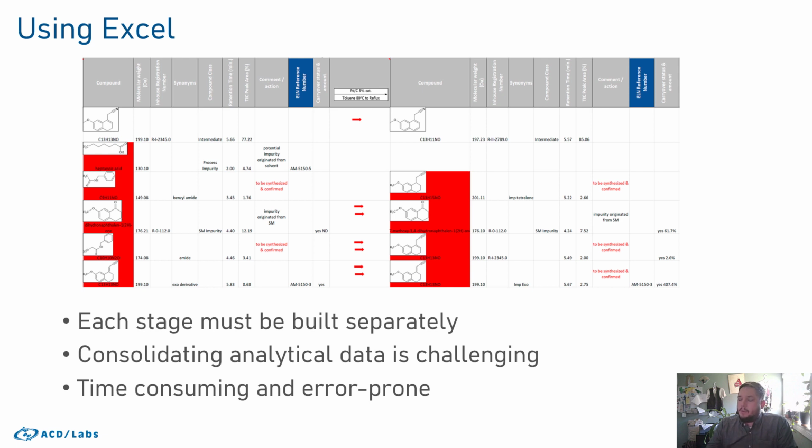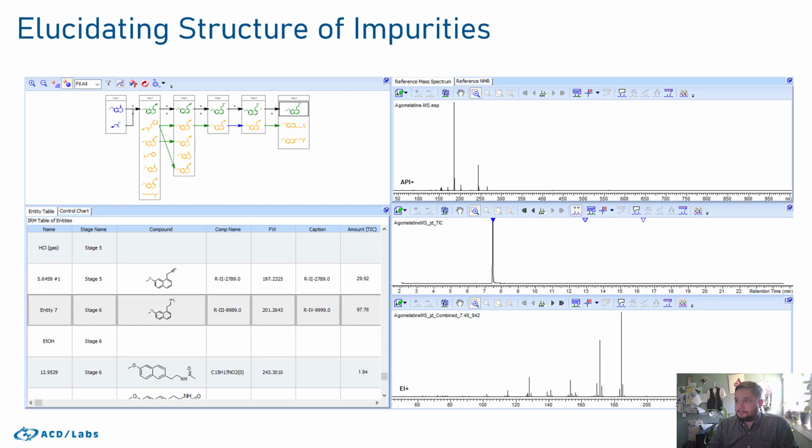Using Excel, we found that each stage needed to be built separately, so that was very time intensive, and you couldn't just template things and clone things easily. You really had to build these things up from scratch. Consolidating analytical data is very challenging, so the workup that's necessary in order to get that data into a format that is useful for ingestion into this spreadsheet took significant time as well. And it's also time consuming and error prone to manage this whole system. So it's a very clunky system to use.